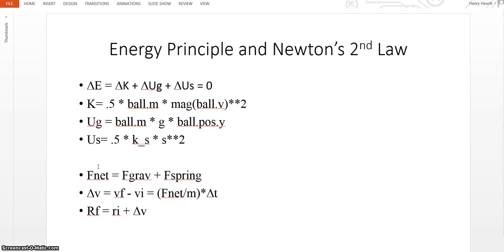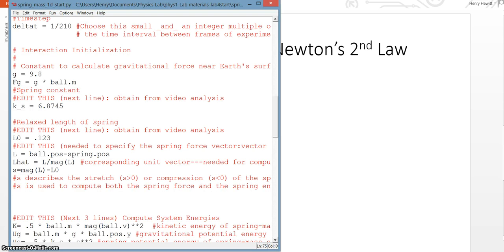But I also used Newton's second law to update the position of the ball, or the spring, that was oscillating around. Another note on the energy: the change in energy was found by subtracting the kinetic energy found from one iteration from the previous kinetic energy. So now I'll run the Python code.